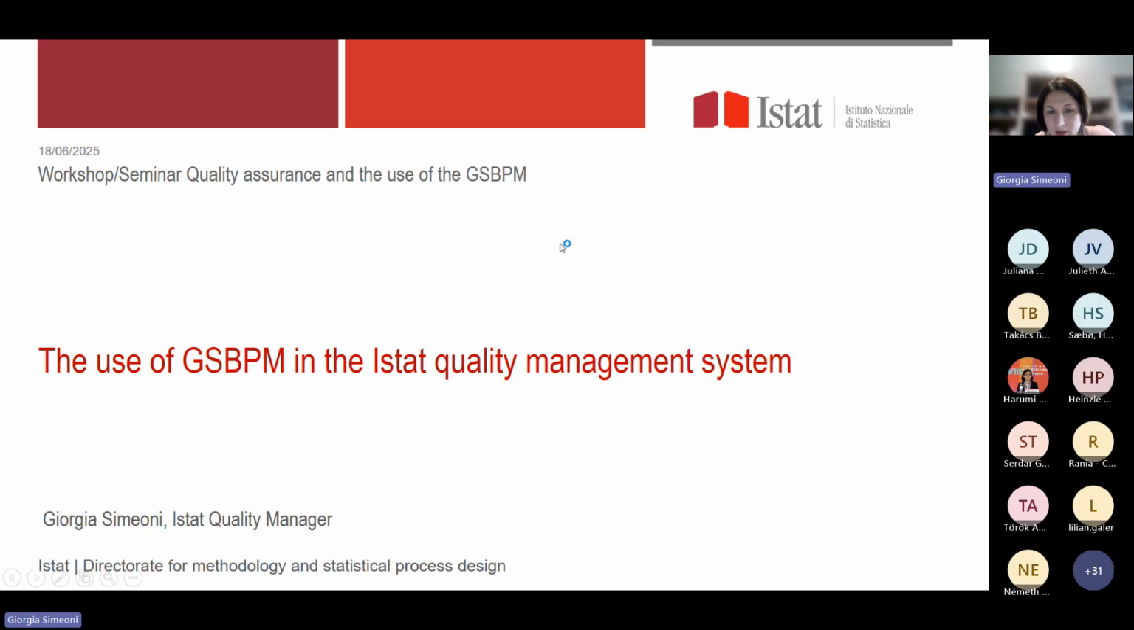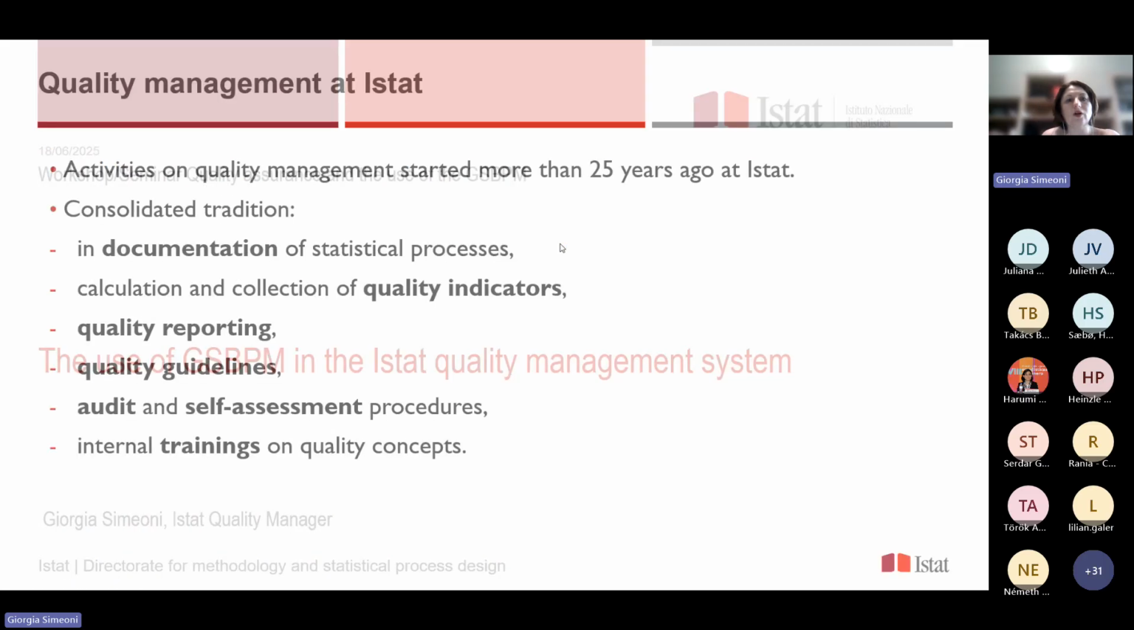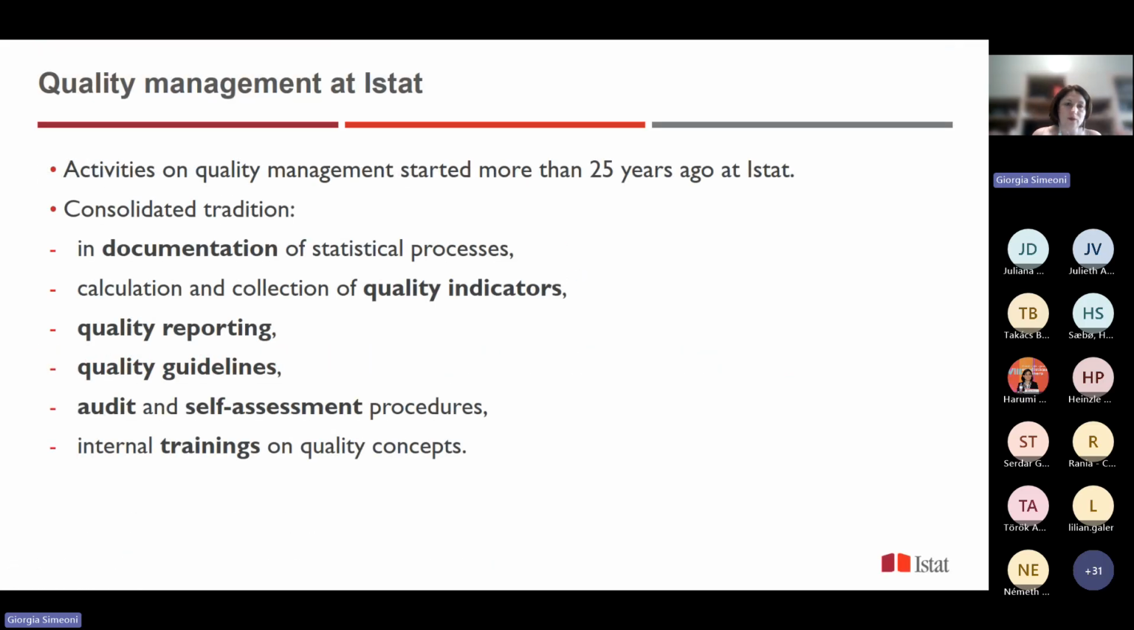First of all, I have to say that we have a quite long tradition in quality management that started before I started to work at ISTAT, so more than 25 years ago. And we have a consolidated tradition in documenting statistical processes, in calculating and collecting quality indicators, in quality reporting, quality guidelines, adopting auditing and self-assessment procedures for quality assessment and improvement, and also a training program on quality concepts.